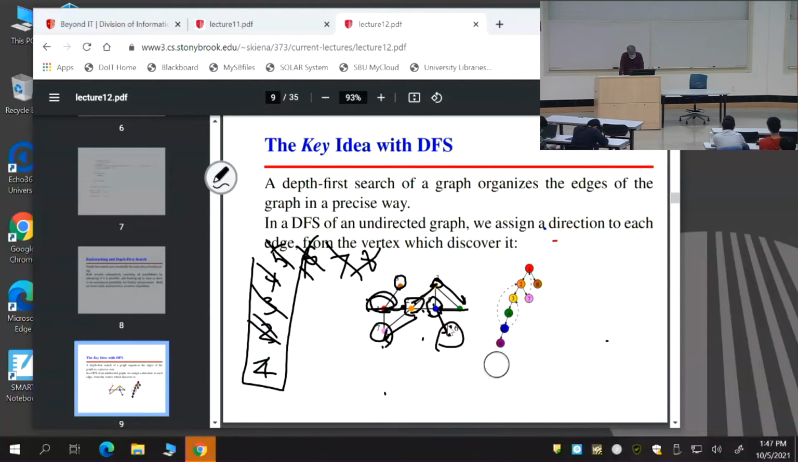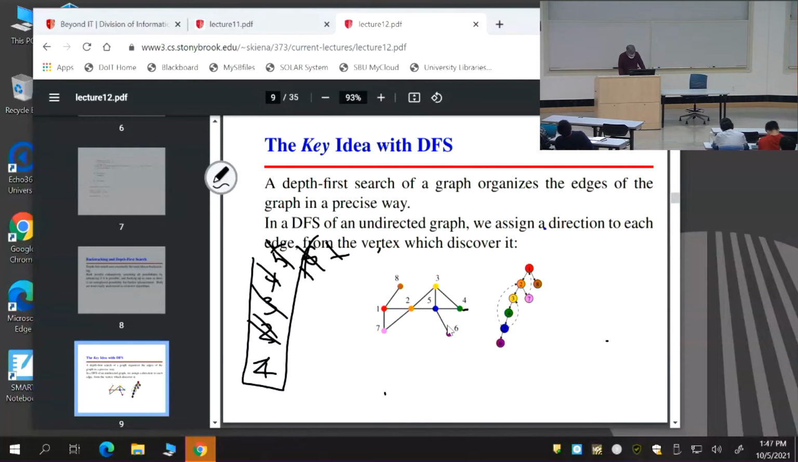Does everybody see how this tree came up? And why every edge here is either a tree edge or a back edge? Let's look at that. What about the edge 7, 1?